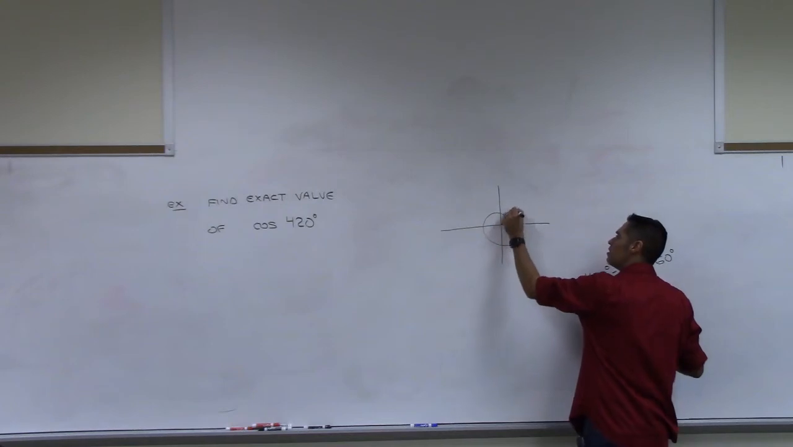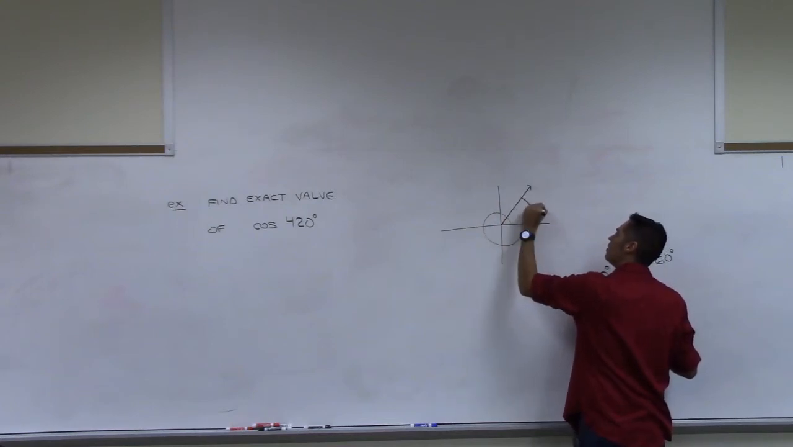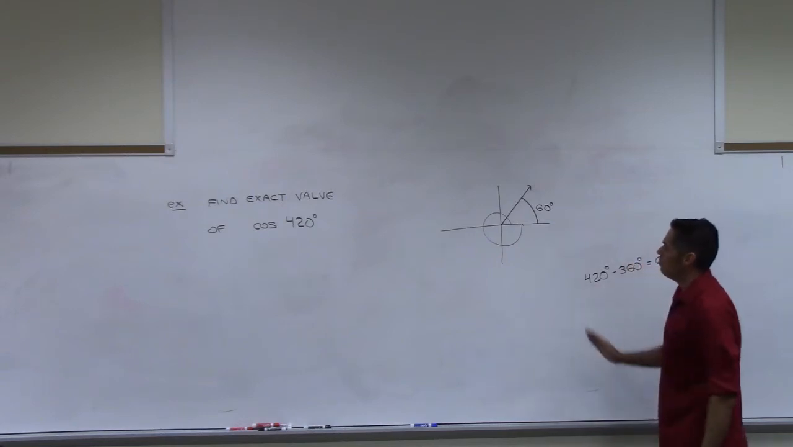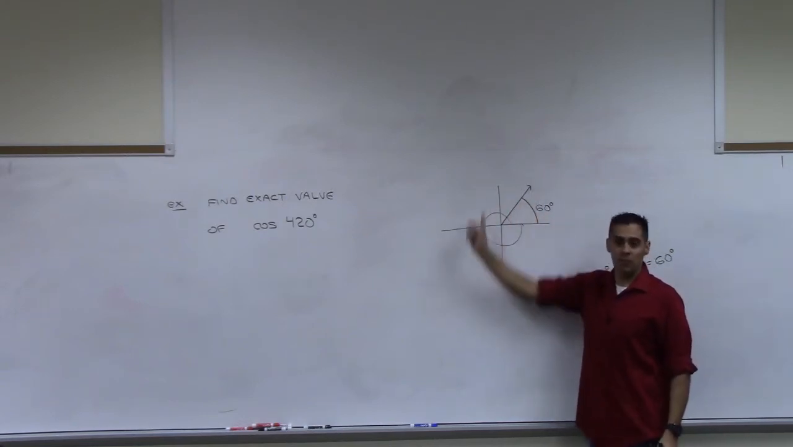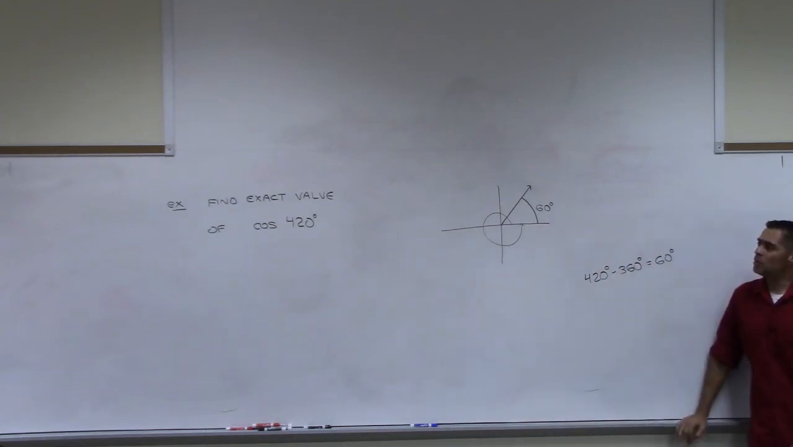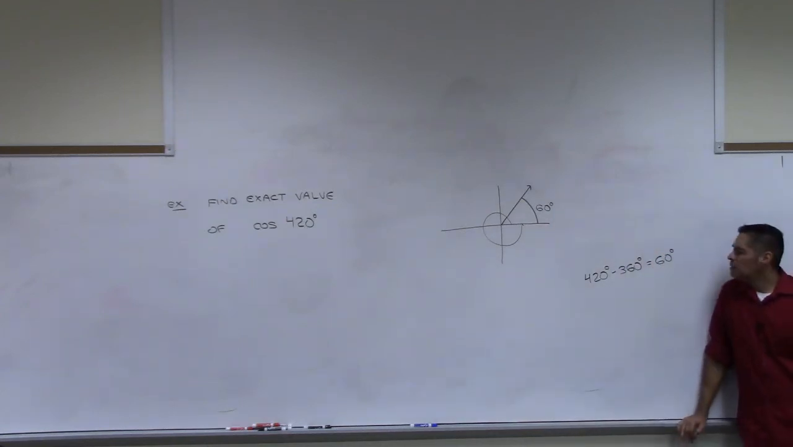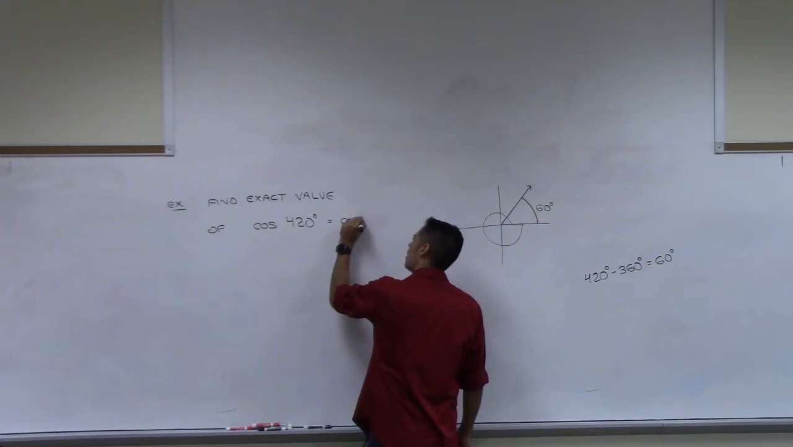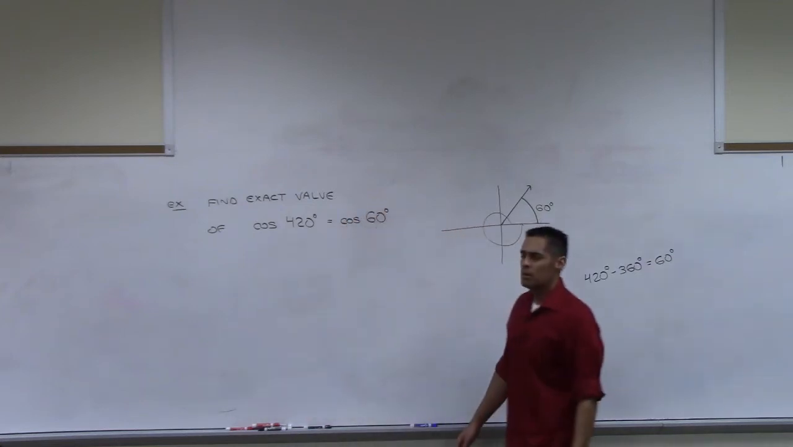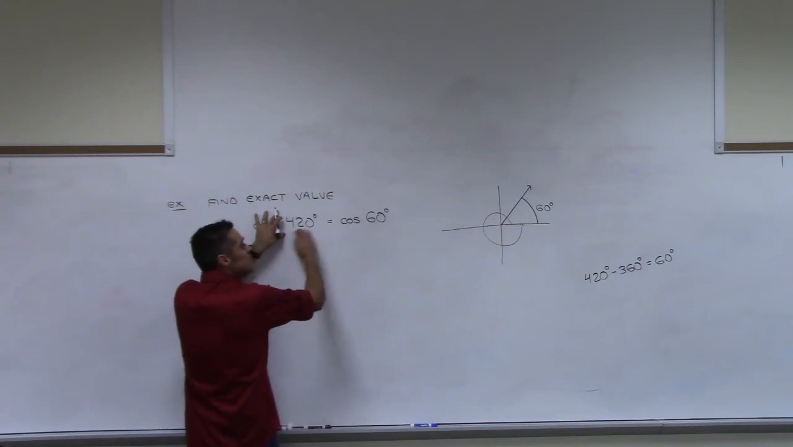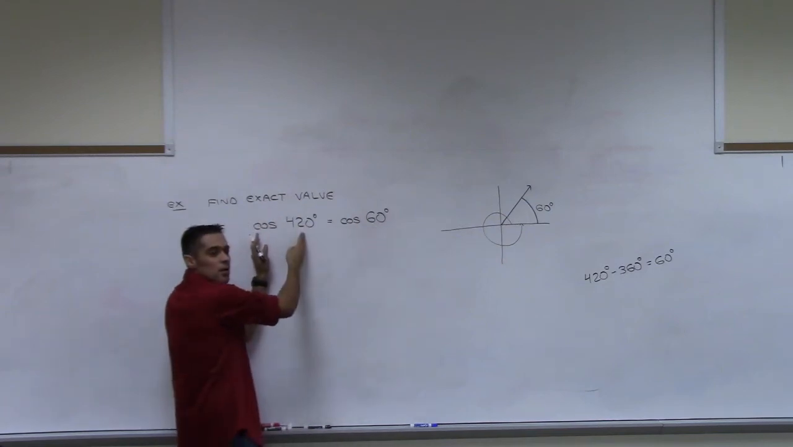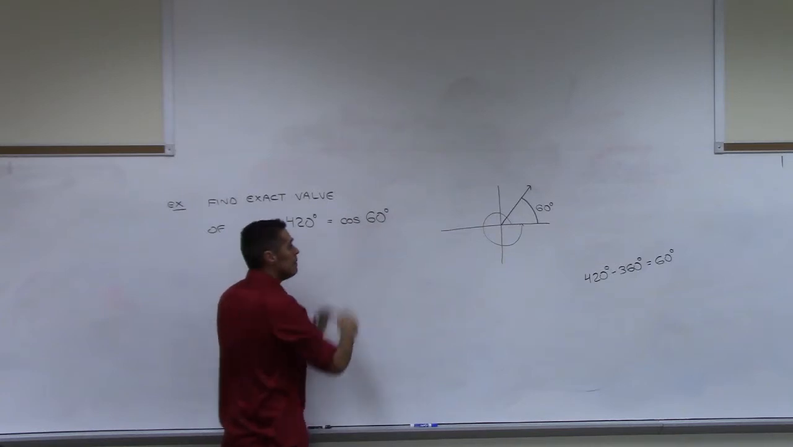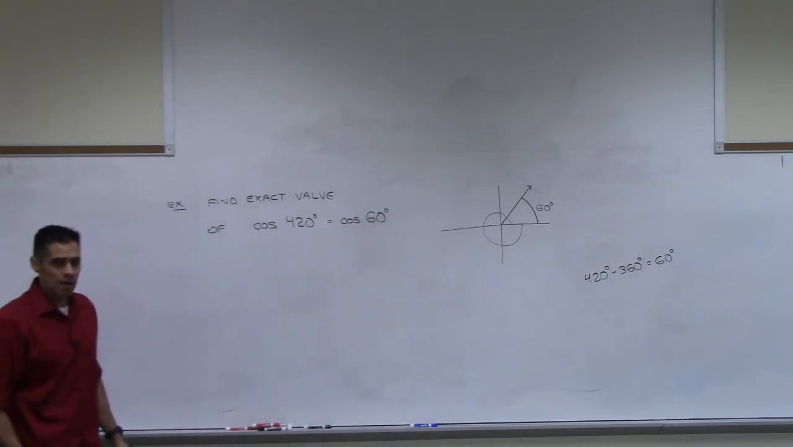So if I go 60 degrees more right here, this is pointed in the same direction as 420 degrees. Yes? And we would like cosine of that. So cosine of 420 degrees should be equivalent to cosine of 60 degrees. I'm not saying that 420 degrees is equal to 60 degrees. I'm saying cosine of 420 should be the same as cosine of 60. Now, do we know cosine of 60? 1/2.